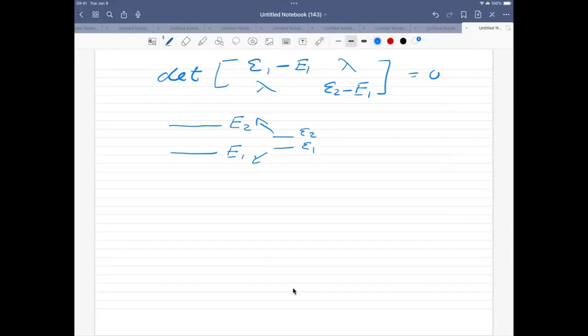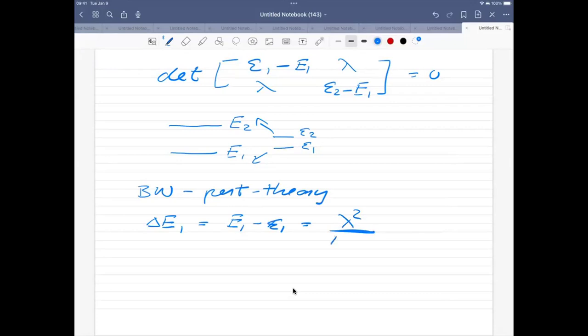So when we did Brillouin-Wigner perturbation theory, what we found was that the energy delta E1, this correlation energy, which we define to be E1 minus epsilon 1, was given by lambda squared over E1 minus epsilon 2, which means again that we ended up with the same equation which we would get when we write out the determinant, which we have here.